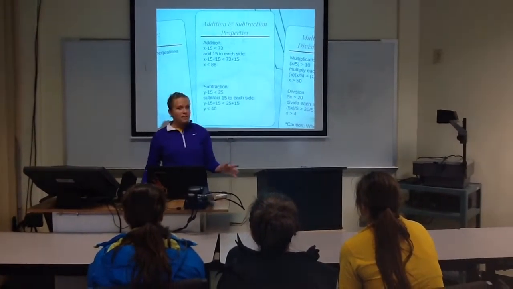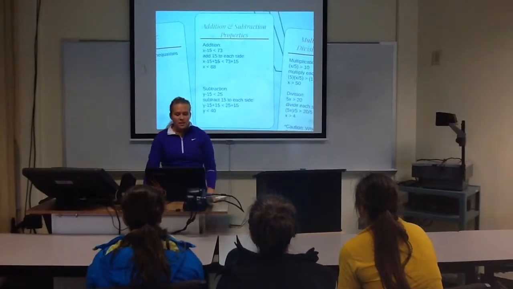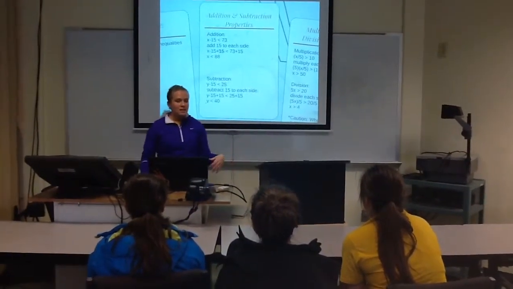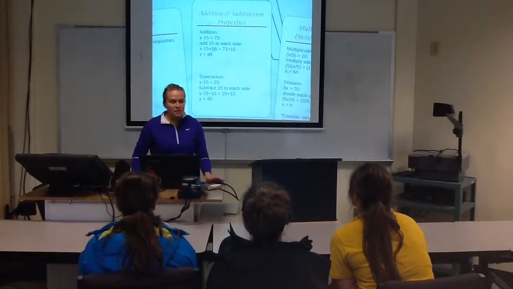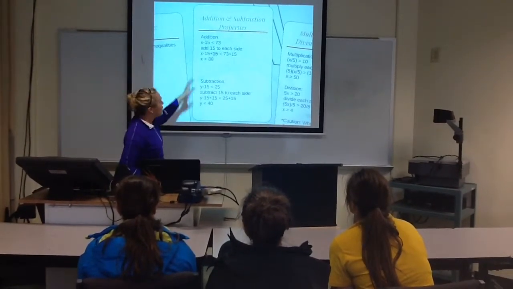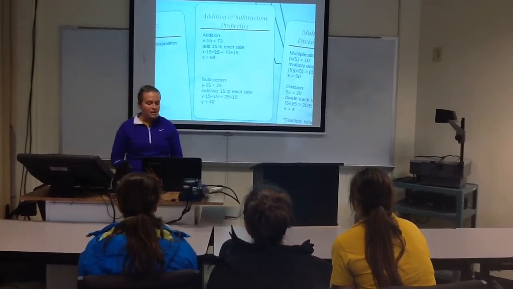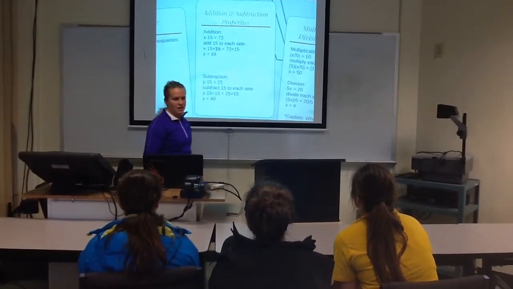The first two properties that we have are addition and subtraction. And remember, when we have addition, here's an example problem for you. We have x minus 15 is less than 73. Even though we have a subtraction sign in there, to get the x by itself, I'm going to have to add 15 to each side. And when we do that, we get x is less than 88.